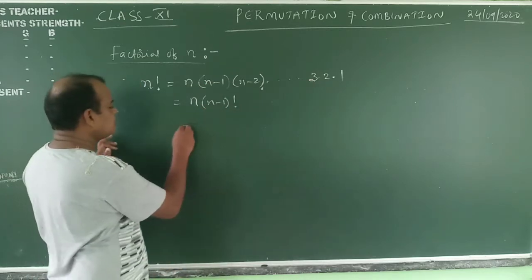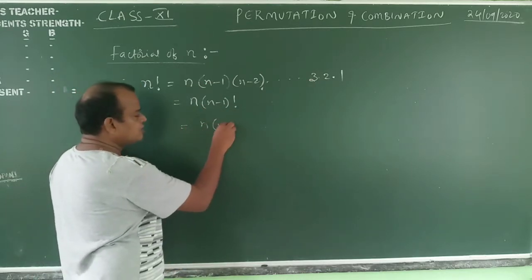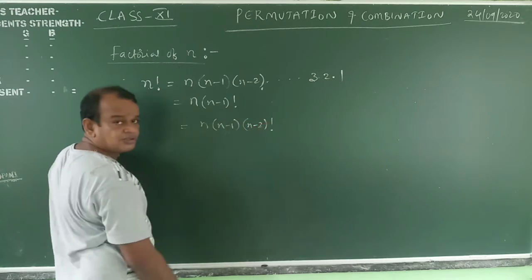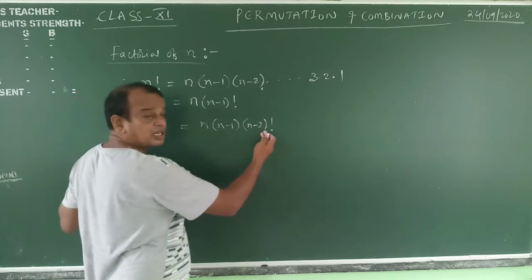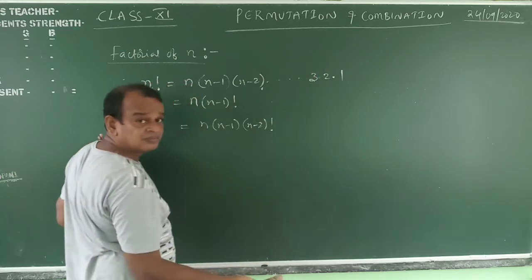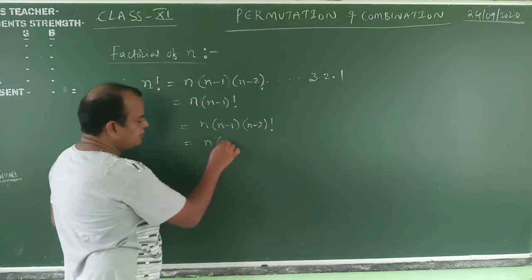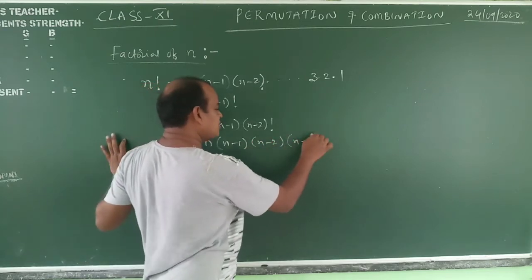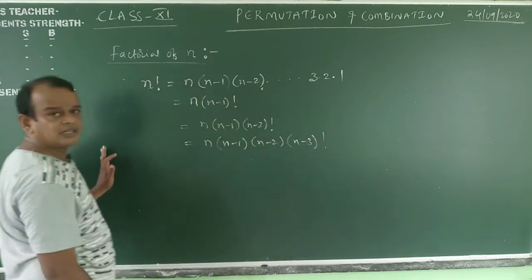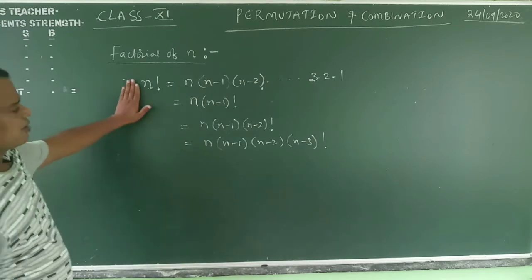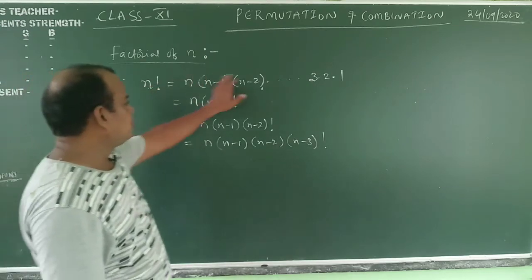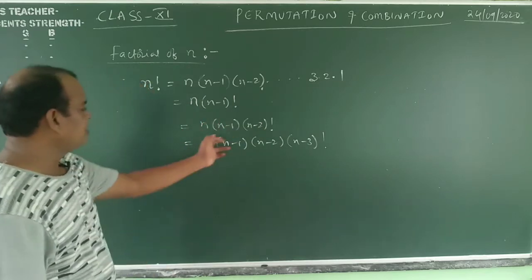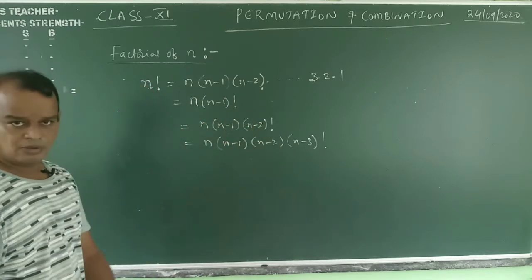Suppose I want this one: n into n minus 1, and the next decreasing number, n minus 2. You can write it in this way also, no problem. What is the meaning of n minus 2 factorial? It is n minus 2 down to 1. Again you get this: n into n minus 1 into n minus 2 into n minus 3 factorial, you can write it this way too. So n factorial, the product from n to 1, can be written as n into n minus 1 factorial, or n into n minus 1 into n minus 2 factorial, no problem.